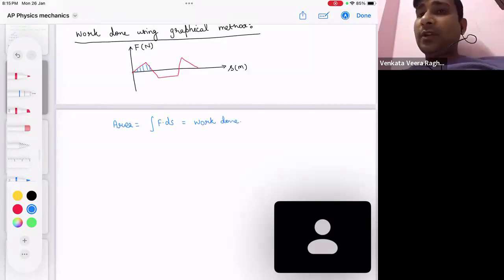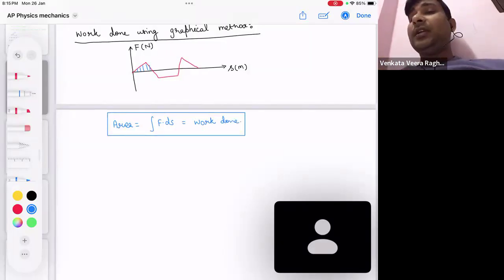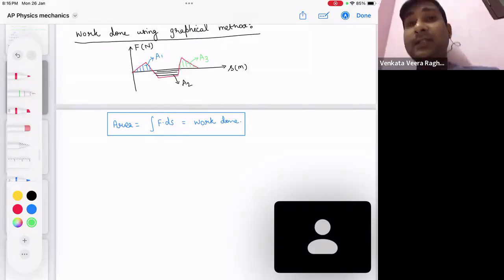So sometimes, instead of giving you the vector form of force and displacement, or the magnitude-direction form, they will give you the graphical method. Using the graphical method also we can find out the work done. But we have to be careful when writing the area. Let's say this is A1, this is A2, and this is A3, right? We have done this many times. In kinematics also, many times we had to find the area, isn't it?